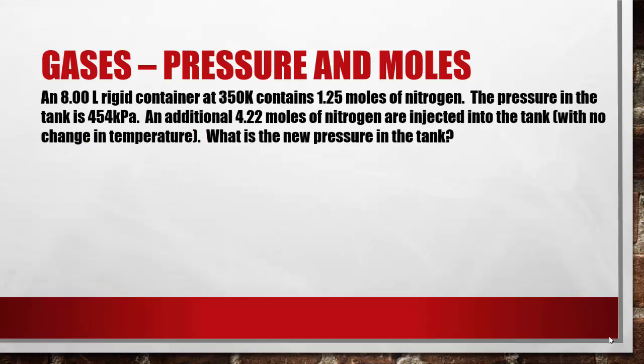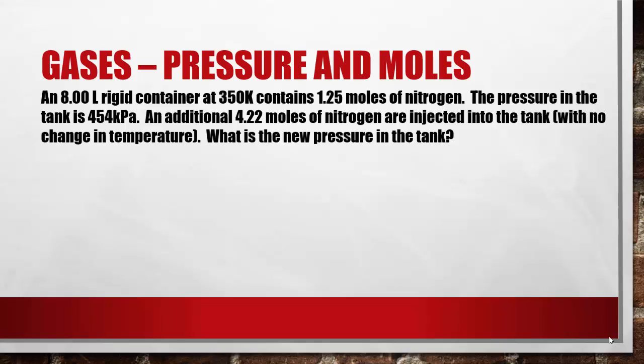So let's start putting this into practice. You've got an 8-liter rigid, which means it doesn't change size, container. The temperature is 350 K and it has 1.25 moles of nitrogen. Pressure is 454 kilopascals. Then an additional 4.22 moles of nitrogen are injected into the tank. There's no change in temperature, so there should be a new pressure. What would that be? Let's take a look.